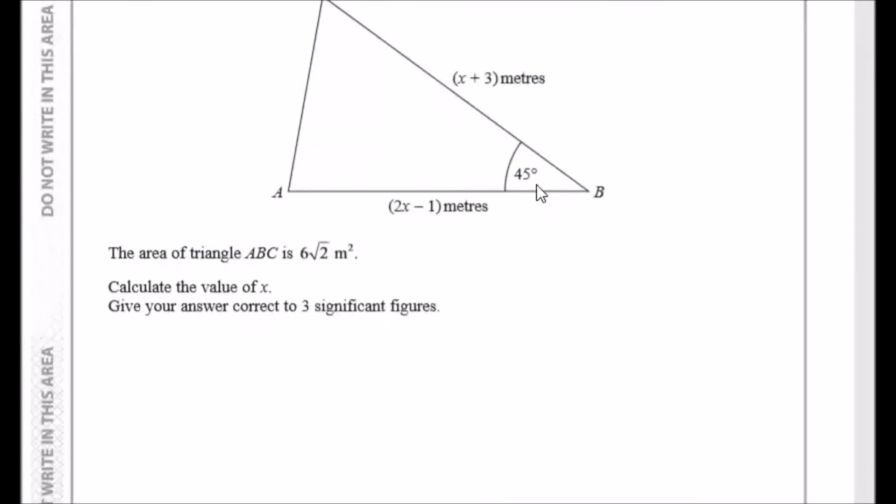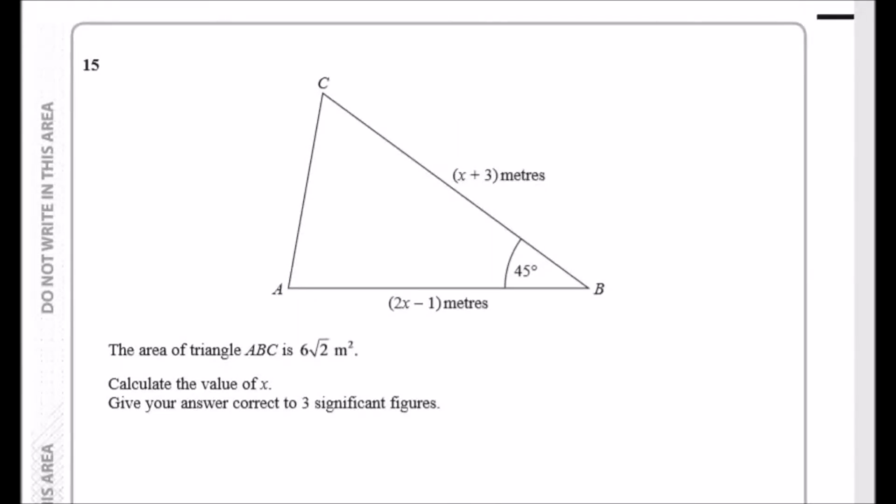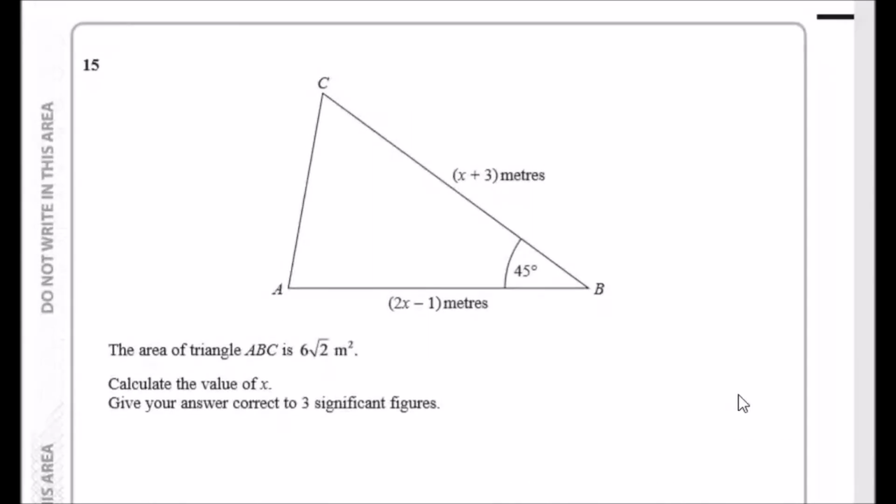Alright, okay. So now this looks like a good old cosine rule, I'm guessing, or area of a triangle. How many marks? 5 marks. This is actually quite easy. So the area of a triangle ABC is 6 root 3. So just a quick recap.